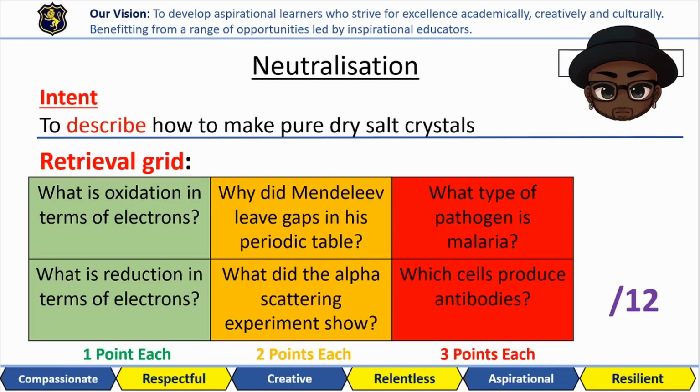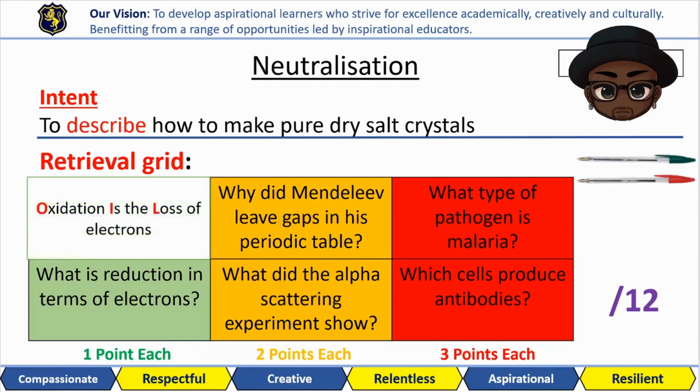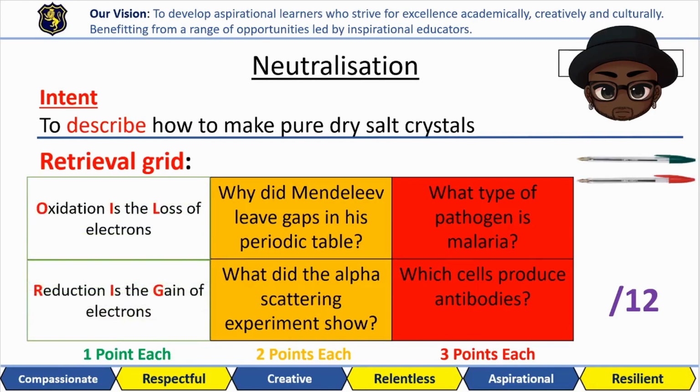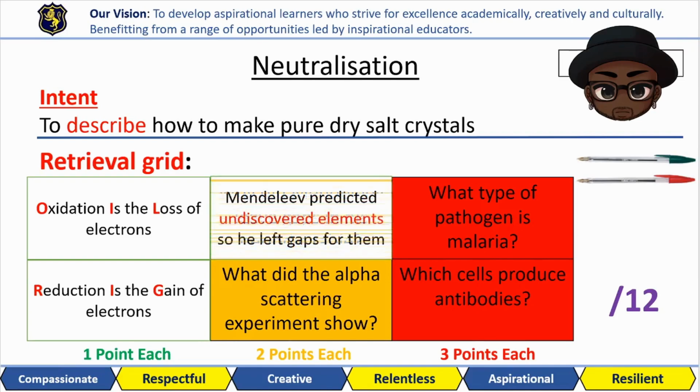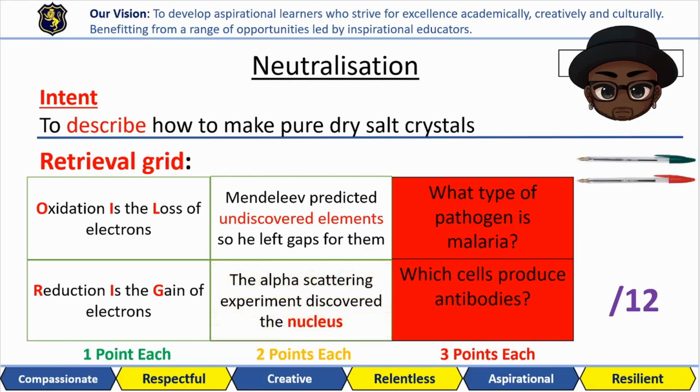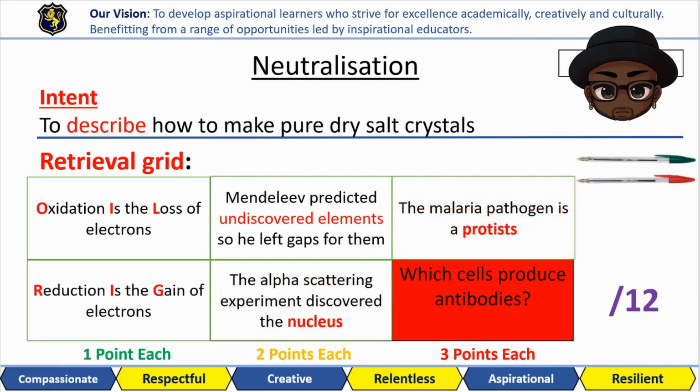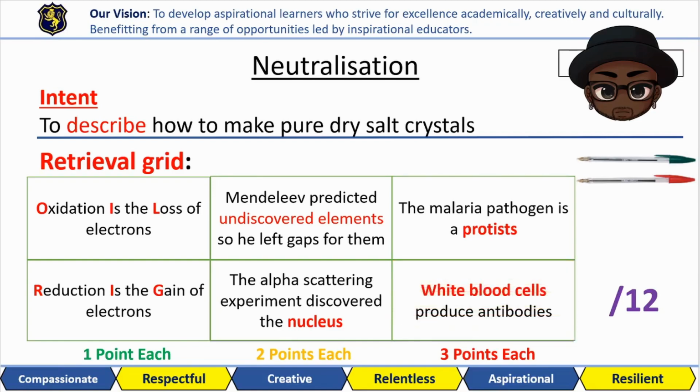Remember that OIL RIG, oxidation is loss and therefore reduction is gain. That's what OIL RIG means, and we're talking about electrons, okay? Mendeleev left gaps in his periodic table for undiscovered elements. The alpha scattering experiment discovered the nucleus. The malaria pathogen is a protist pathogen, okay? It's a protist. And finally, antibodies are produced by white blood cells.